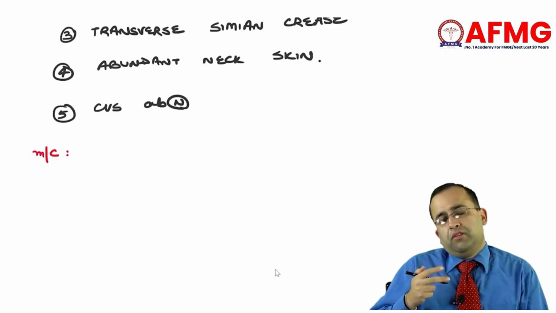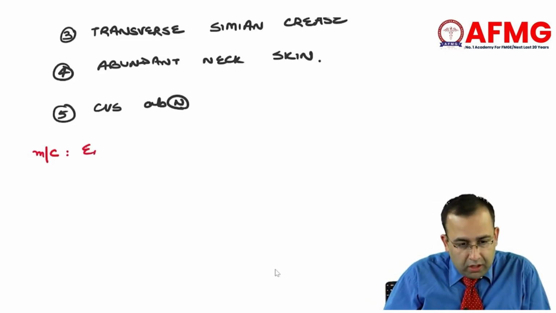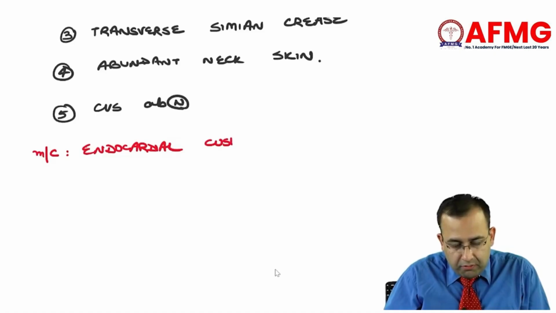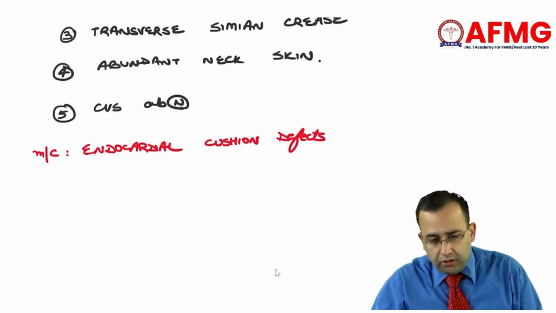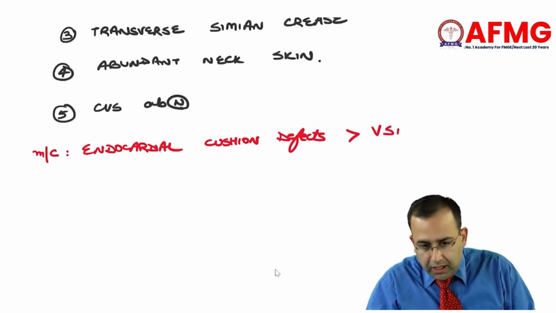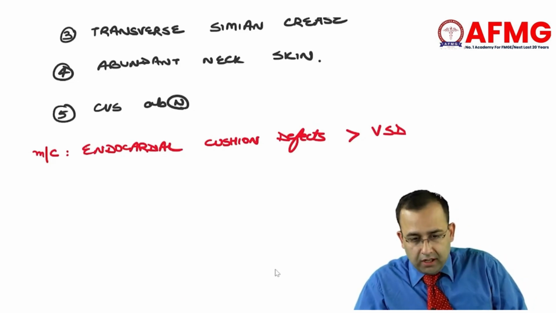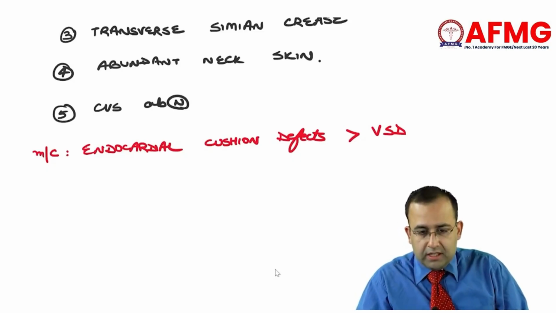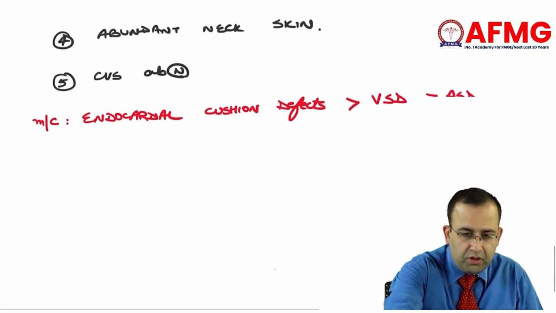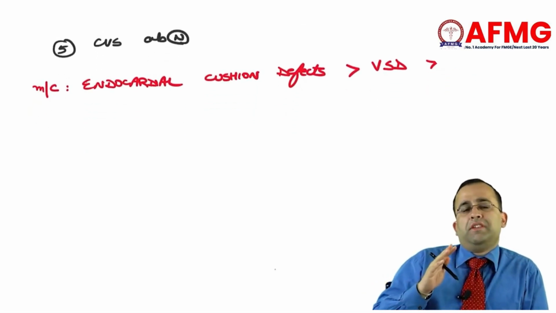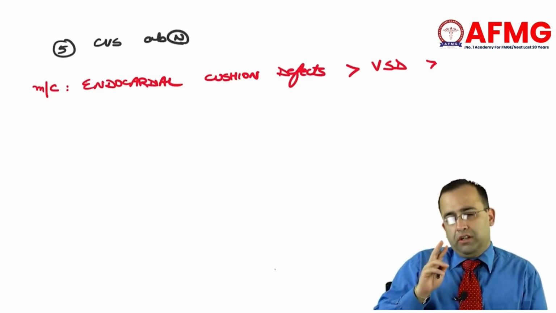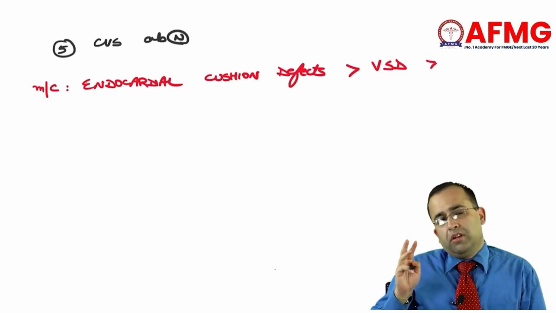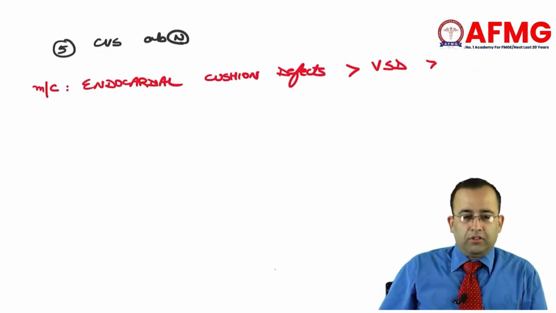Normally students tend to mark it as ventricular septal defect, VSD, but no. Most common CVS abnormality in Downs is endocardial cushion defects, followed by ventricular septal defects, VSD, followed by atrial septal defects, ASD.